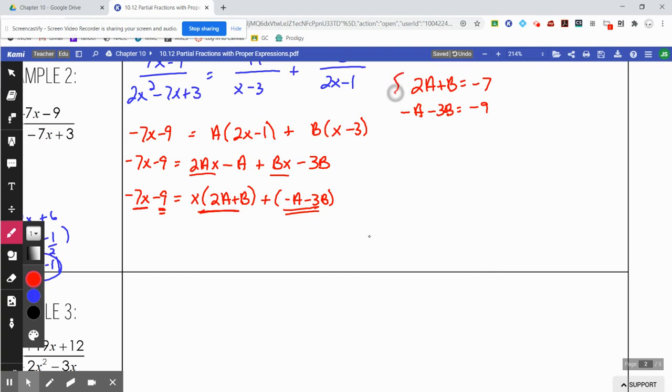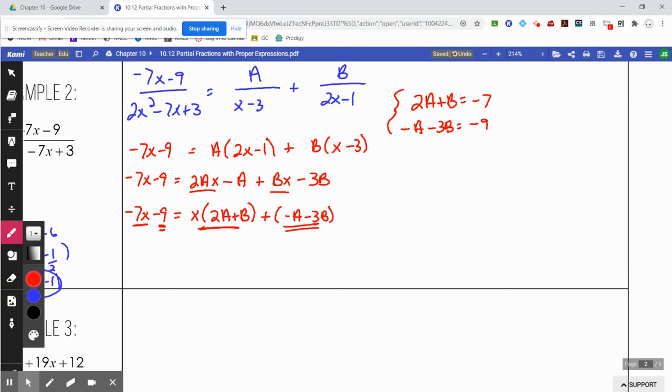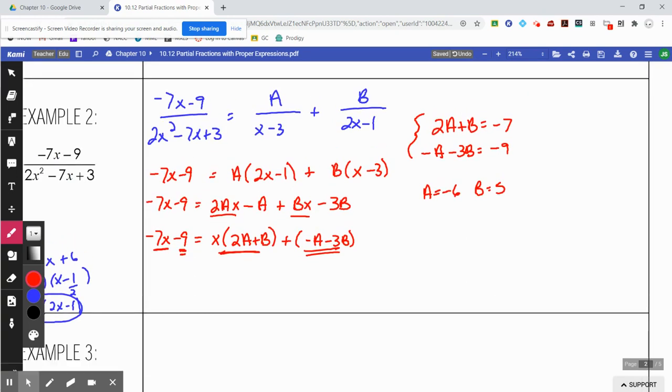And simply solve this system any method that you want. Again, you can type it into your calculator if you'd like to. Use reduced row echelon form. You can use substitution, elimination. But regardless, you're going to find out that A is equal to negative 6 and B is equal to 5. Therefore, here is your partial fractions. A is negative 6, B is 5. That's what it breaks down into.